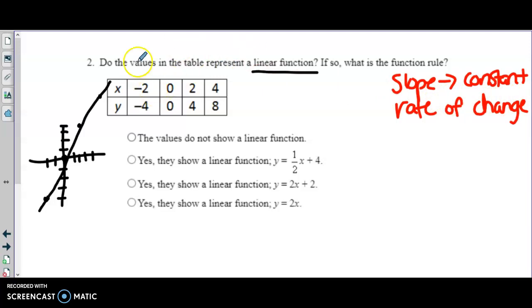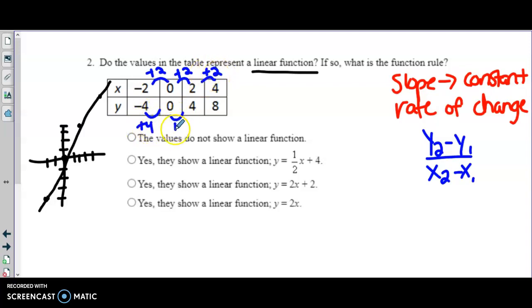So let's go ahead and look at our t-table. We can do this a couple ways. We can use the slope formula, or you can find your common difference. Remember, with arithmetic sequences, you can find a common difference. So from -2 to 0, we're adding 2. From 0 to 2, we're adding 2, and we're adding 2. And then if we look down here, we're adding 4. And remember, slope is rise over run, or the y value over the x value. So we can look at this t-table and say our slope is 2.